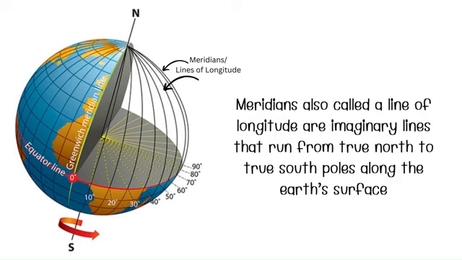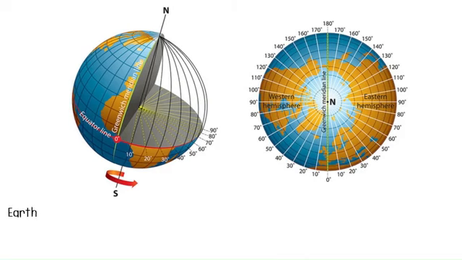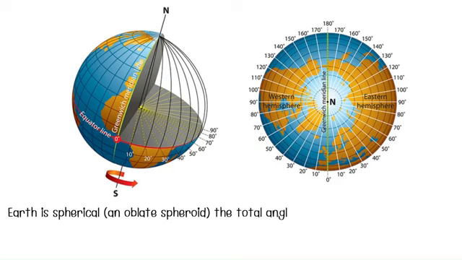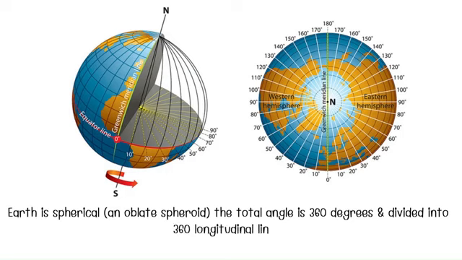As the Earth is spherical, to be more exact, an oblate spheroid, the total angle is 360 degrees, and hence the longitudinal lines are placed at a gap of 1 degree, thus giving a total of 360 longitudinal lines along the Earth, as shown. Hence, these longitudinal lines are measured from 0 degrees to 360 degrees. So this is the basic concept of meridians.